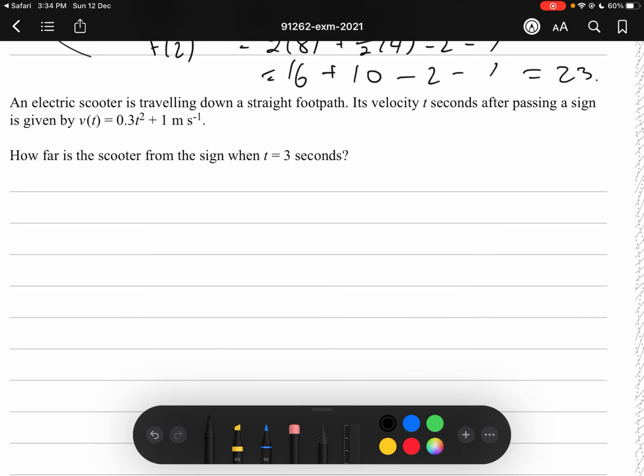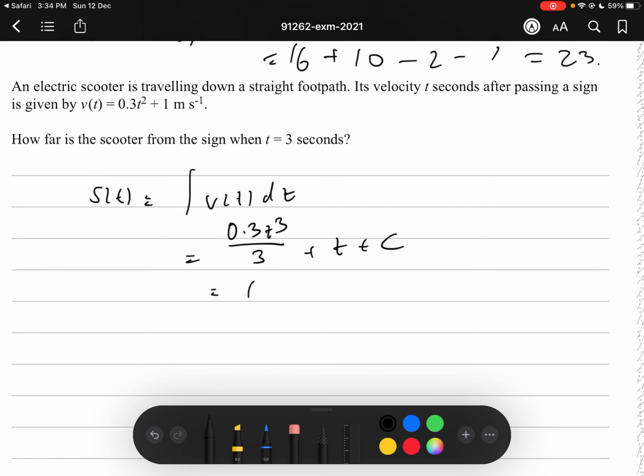An electric scooter is traveling down a straight footpath. Its velocity t seconds after passing a sign is given by v of t equals 0.3 t squared plus 1. How far is the scooter from the sign when t equals 3? Once again, this is a kinematics question. So we're going to integrate to find our equation for the displacement, s of t. So s of t is equal to the integral of v of t with respect to t. This will be 0.3 t cubed divided by 3 plus t plus c, which gives us 0.1 t to the power 3 plus t plus c.